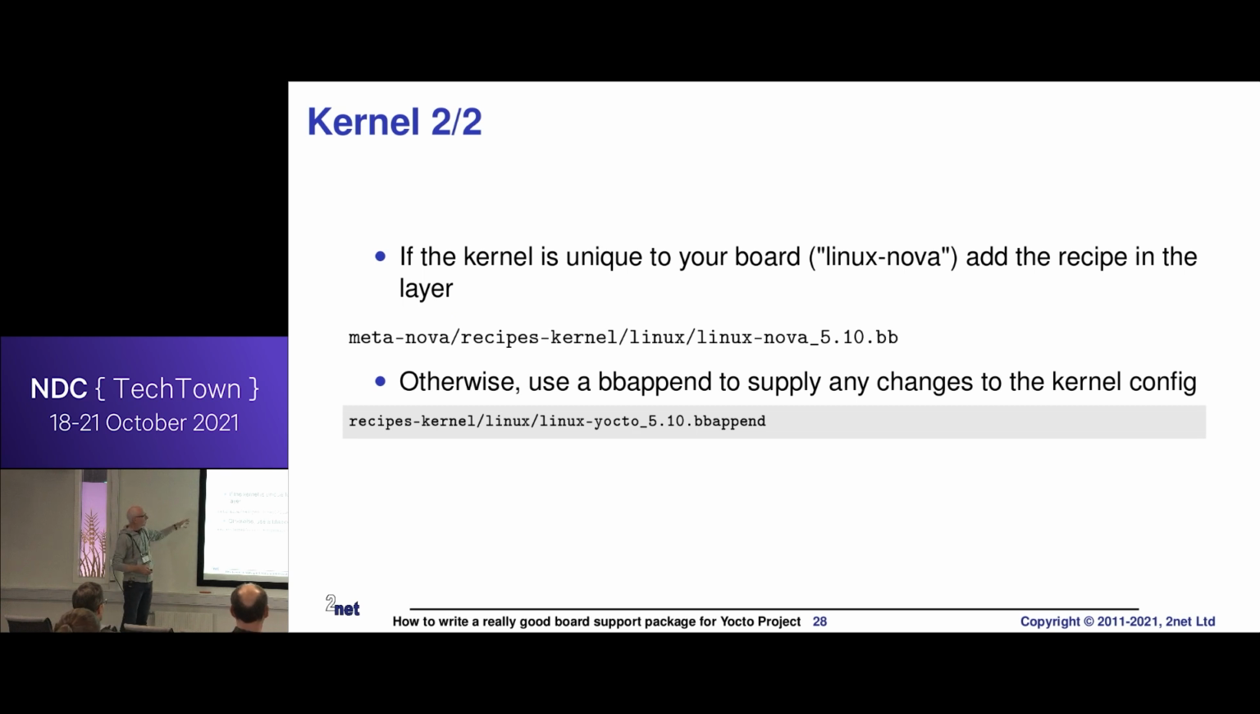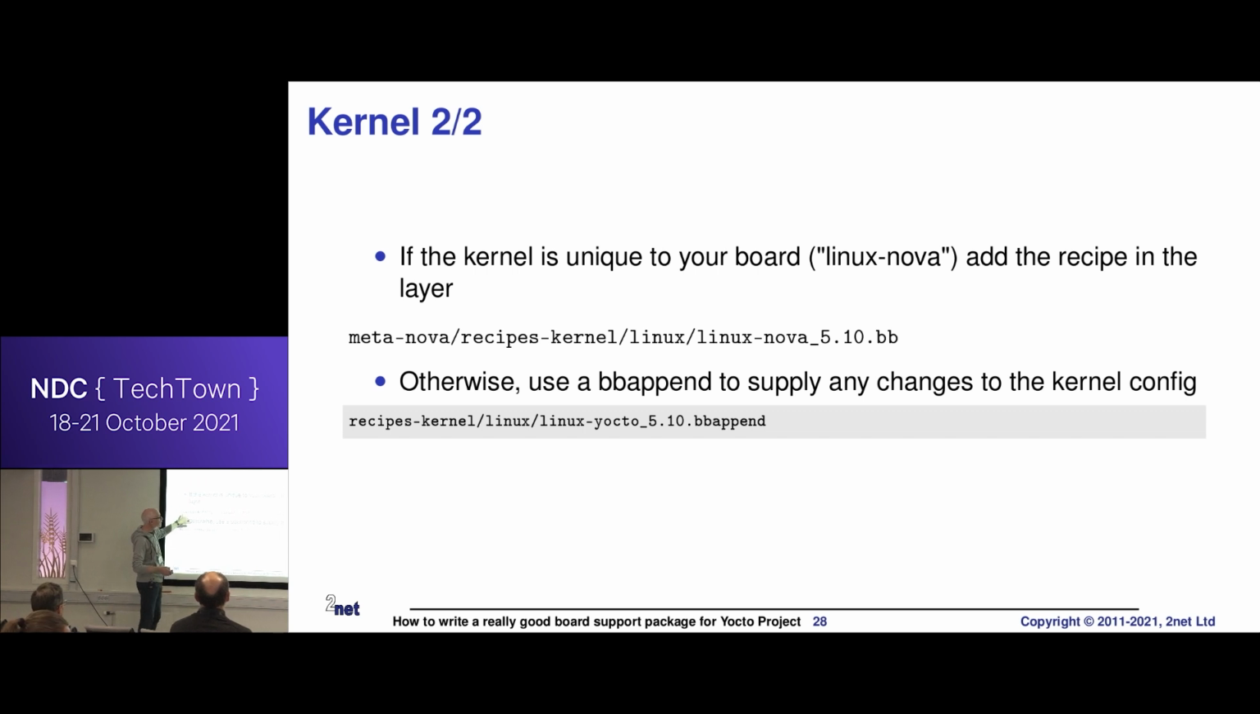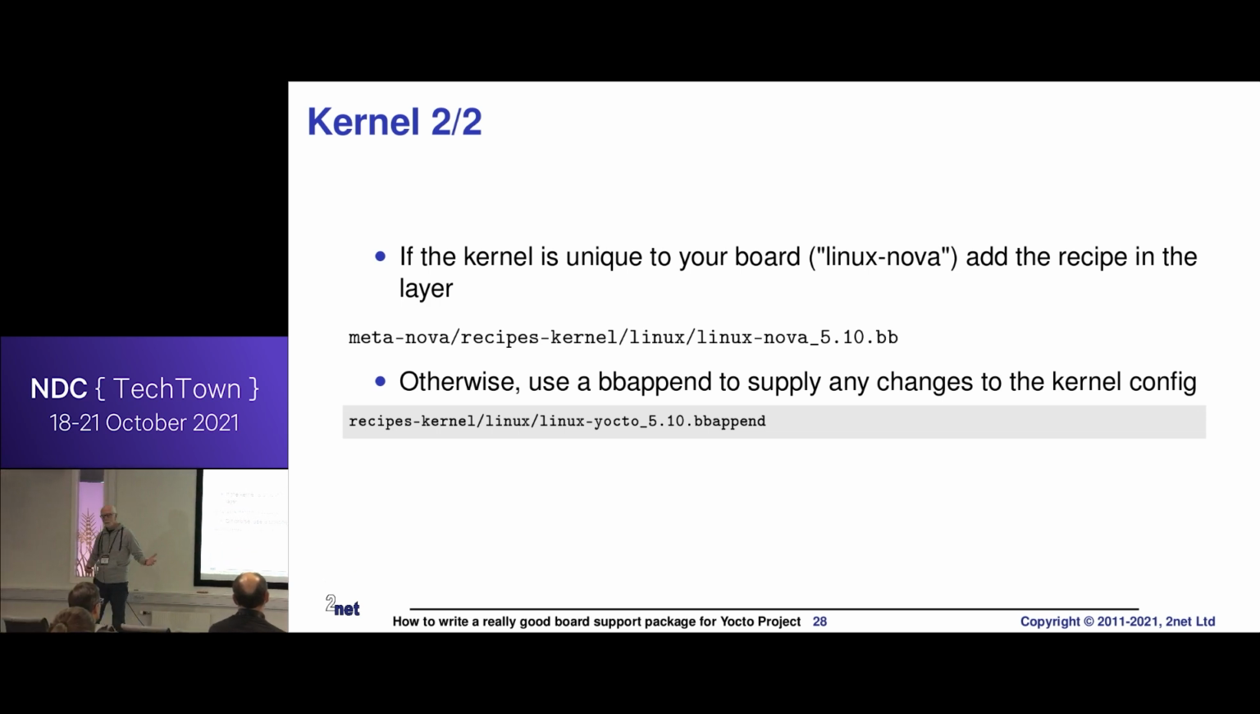I've documented this because it's the simpler concept. So how do we do this? I would need a recipe called Linux Nova and then some version number, and that would then have the necessary instructions to do a git clone from my own nova.com git repository or whatever.